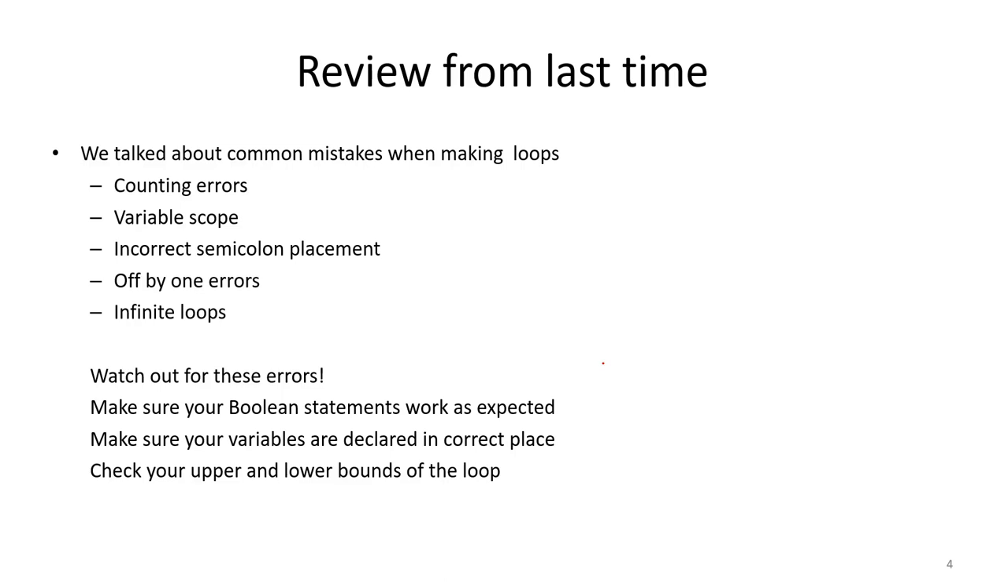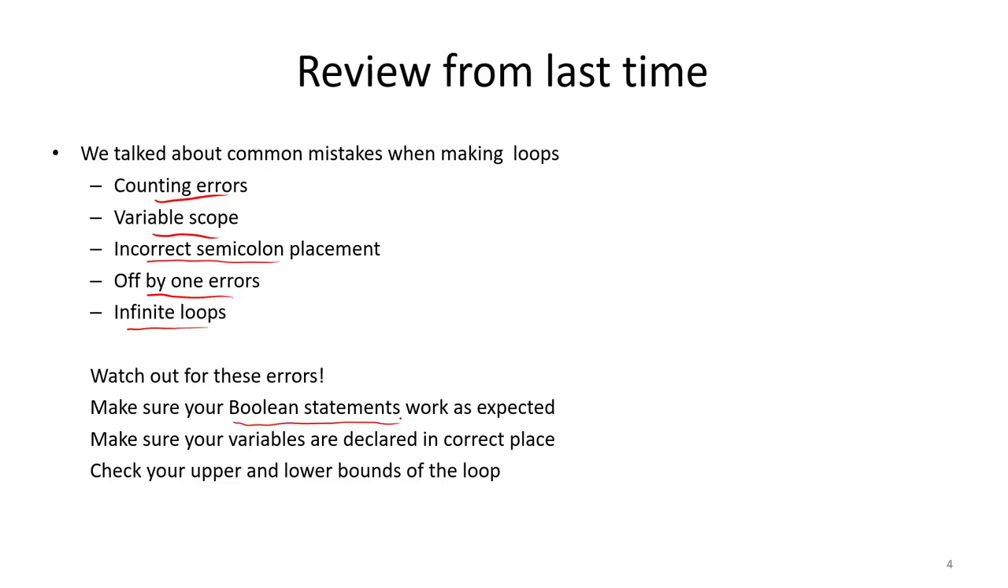So a little bit more review from last time. In our previous video, we covered strategies for designing and debugging loops. And so we covered common mistakes that are often made when using loops. So that included counting errors, variable scope, incorrect semicolon placement, off by one errors, and infinite loops. So be careful of these errors. Make sure that you control your loop properly, and you're very mindful of where your loop is starting and stopping. So watch out for those errors.